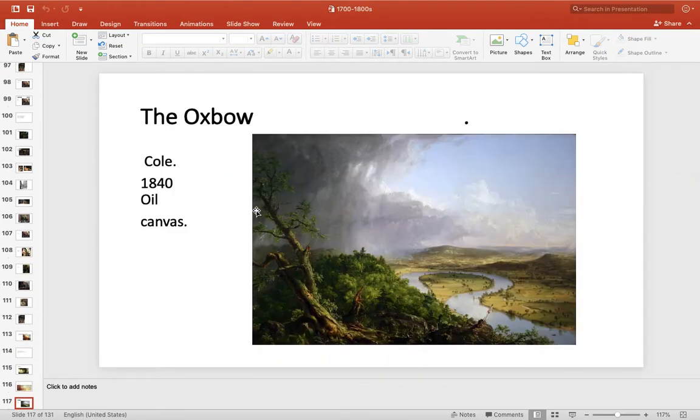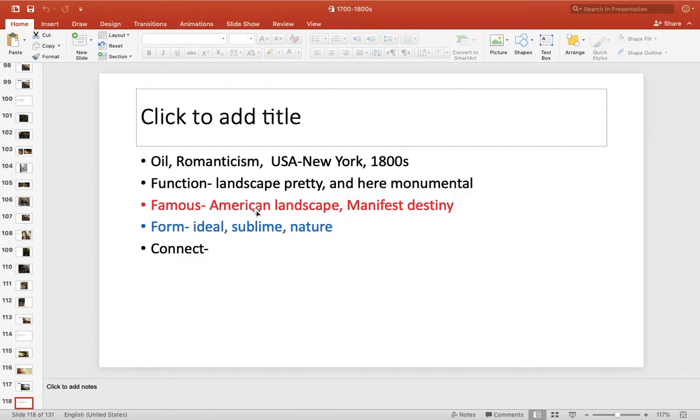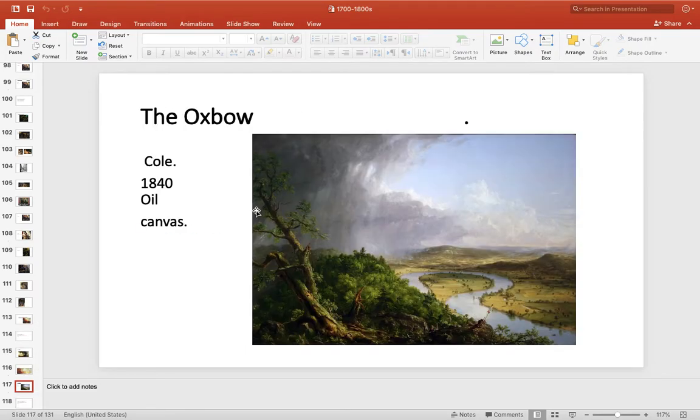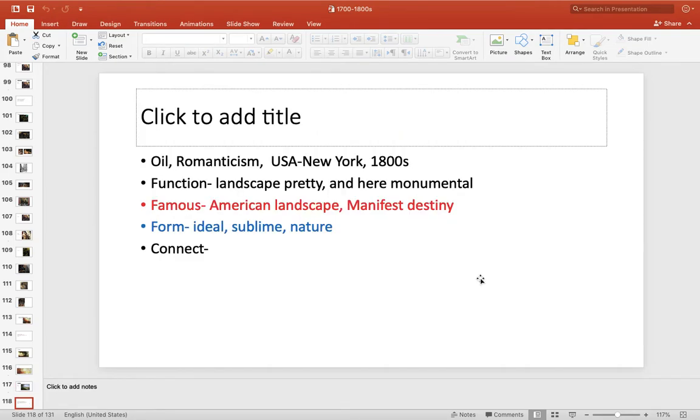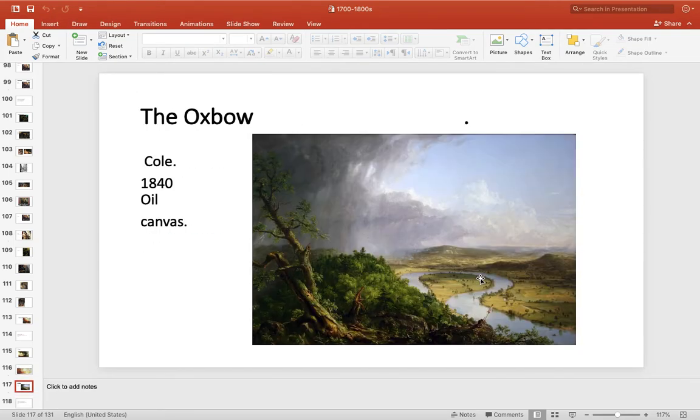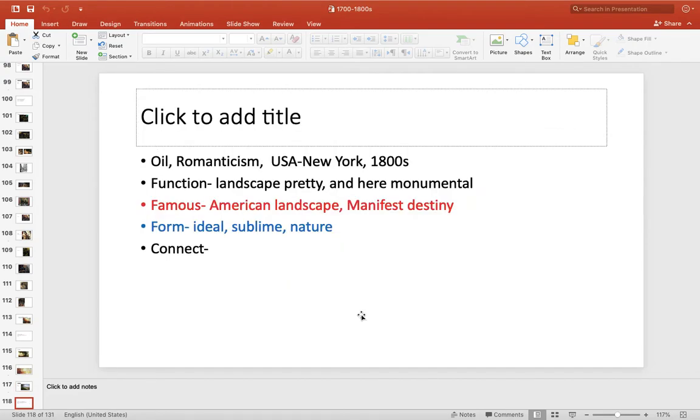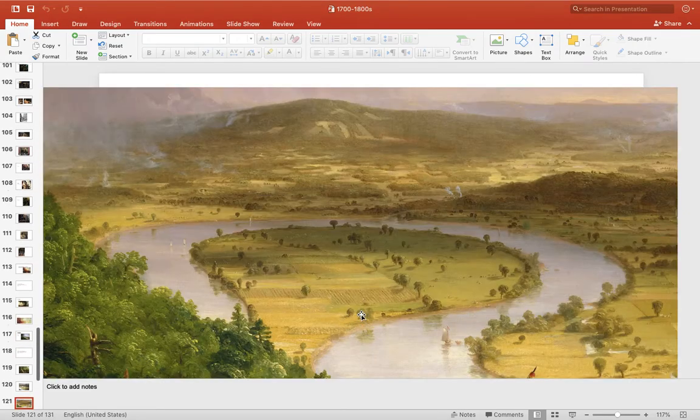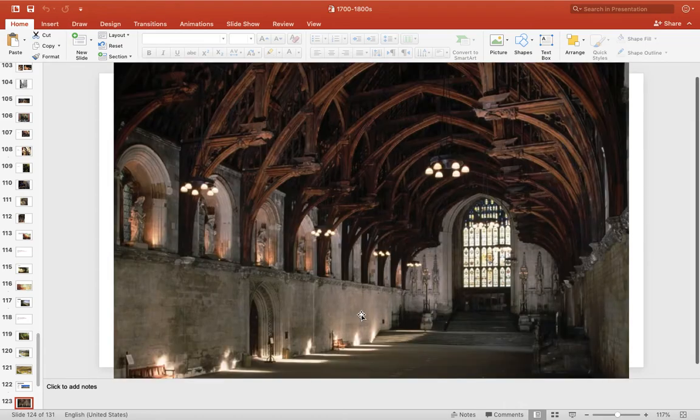All right. Paint truth. The Oxbow. Cole, 1840. Oil painting. Romanticism. New York, 1830s. Function: it's a landscape. Famous for the symbolism and American manifest destiny. American nature: sublime on the left, organized and orderly on the right. Form: ideal and sublime nature. Connection: other landscapes. Okay. All right.